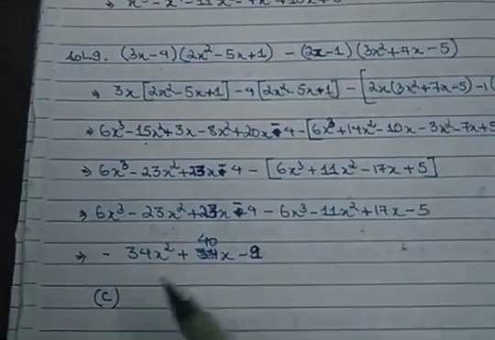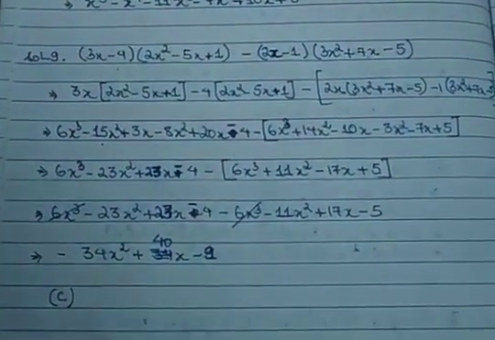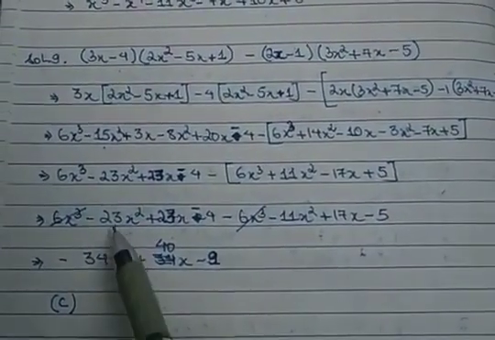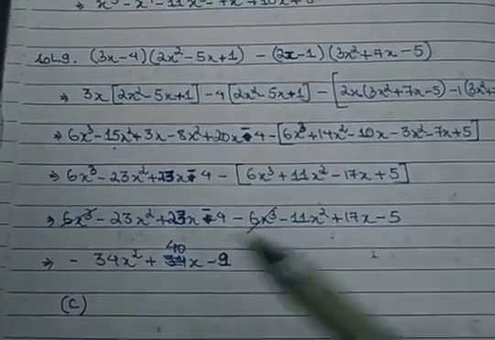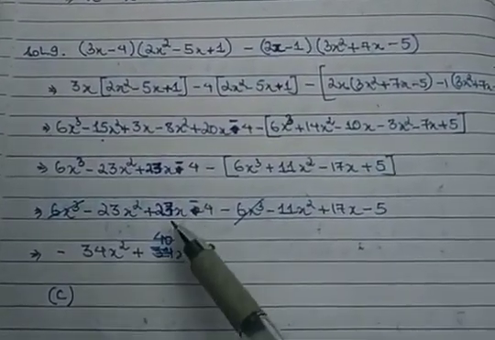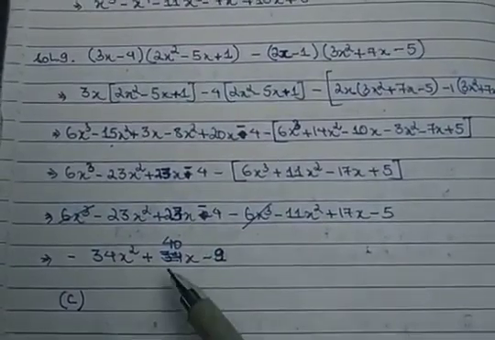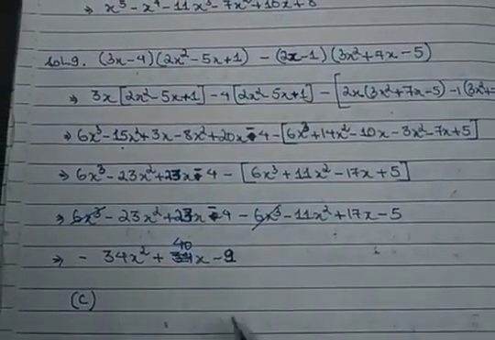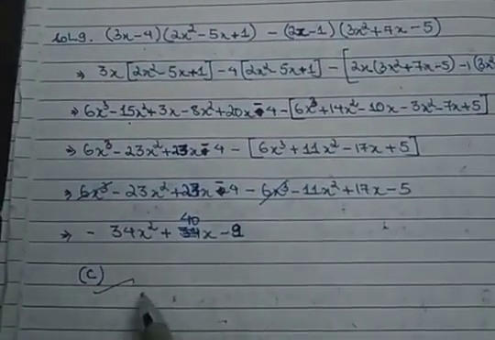And finally, these 2 terms are the same terms with opposite signs, so they can be cancelled directly. Now 23x squared minus 11x squared will give you minus 34x squared. Same signs are added, sign remains the same. And here again the same thing, 23x plus 17x will give you plus 40x, isn't it? Minus 4 and minus 9, minus 5 will give you minus 9. Okay, so the correct option for question number 9 is C.